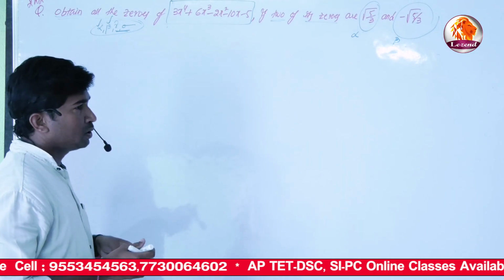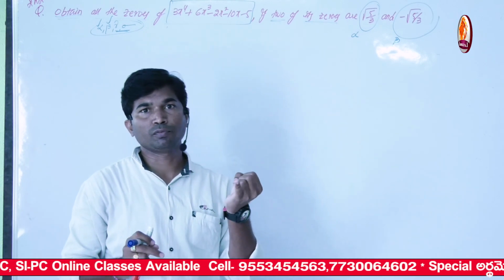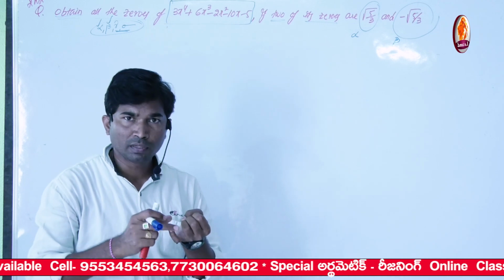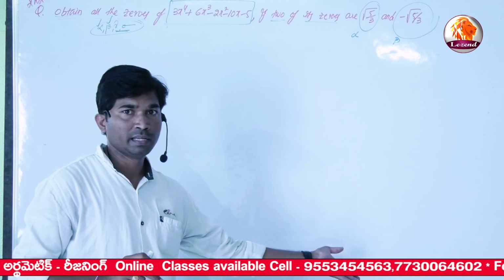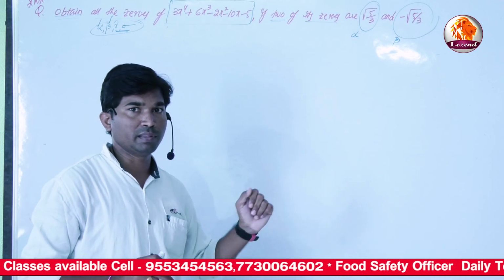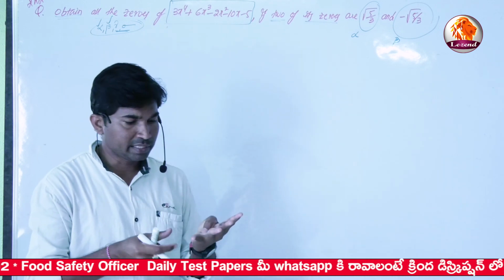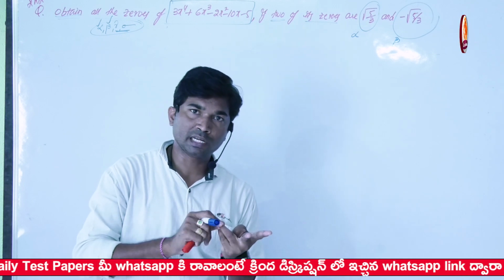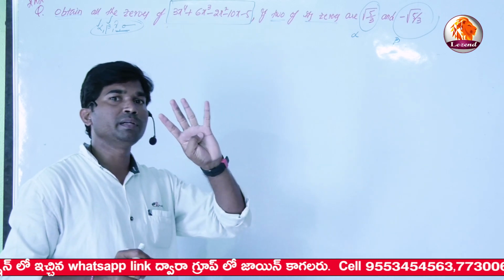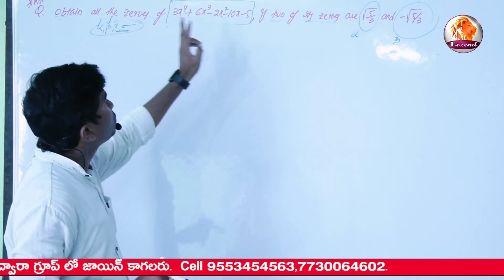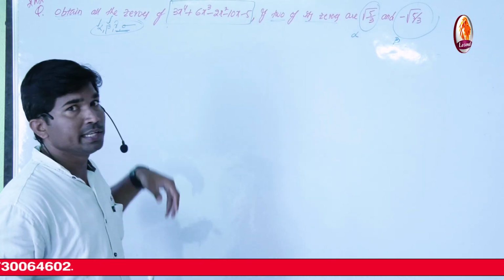We know the formation of a cubic polynomial: if alpha, beta, gamma are given, it is x minus alpha into x minus beta into x minus gamma. In a biquadratic polynomial also, with alpha, beta, gamma, sigma, it is x minus alpha into x minus beta into x minus gamma into x minus sigma. Out of these, they have given two roots, alpha and beta.